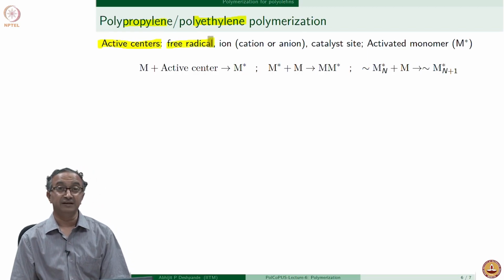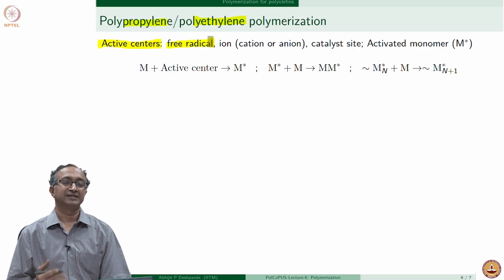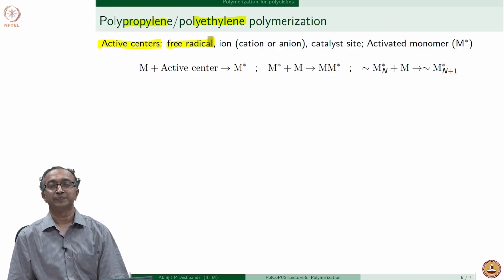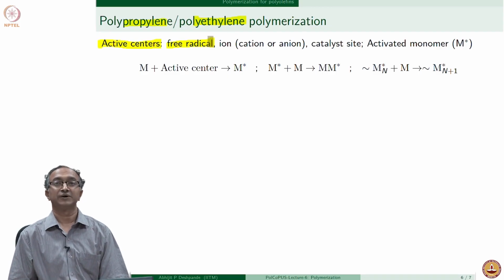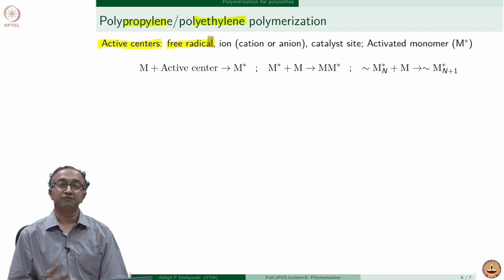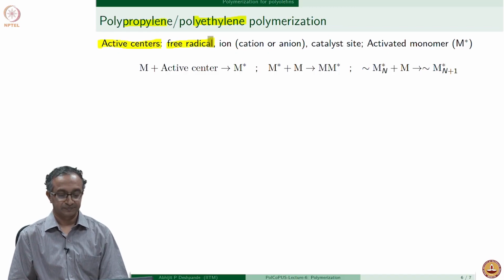There can be a free radical. In fact, some of the earlier discovery of polystyrene or polyethylene is related to the accidental presence of free radicals. Oxygen, for example, is a radical which can be present many times, causing polymerization, with liquefied ethylene or high pressure styrene giving you a solid mass of polyethylene or polystyrene.